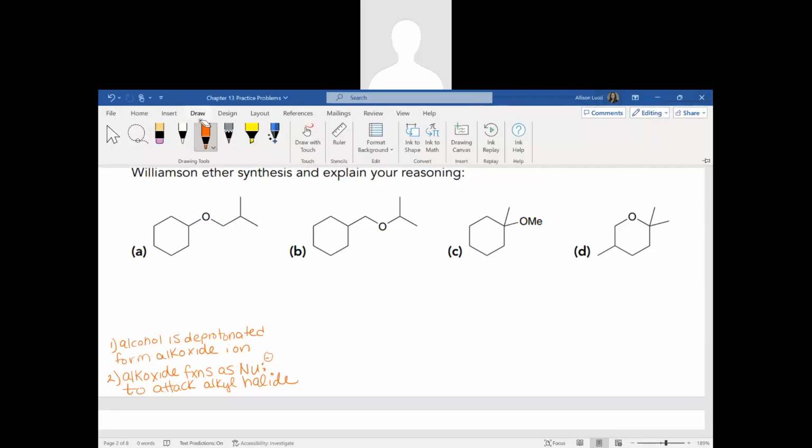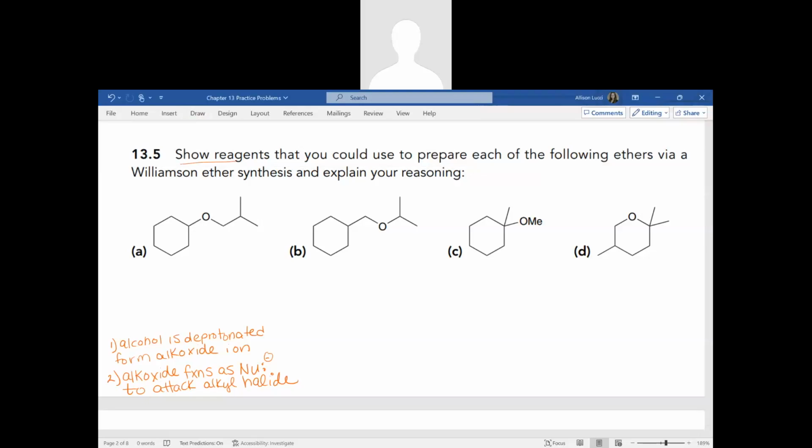In Chapter 13, Problem 5, we are asked to show the reagents that we could use to prepare each of the following ethers using the Williamson ether synthesis. And then we will explain why we chose those reagents.